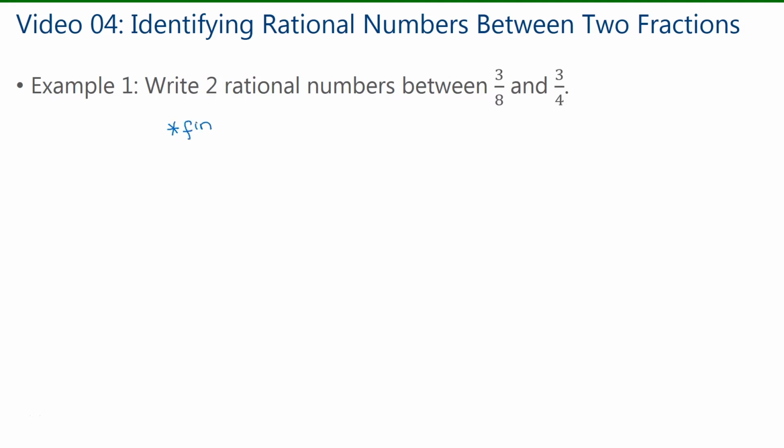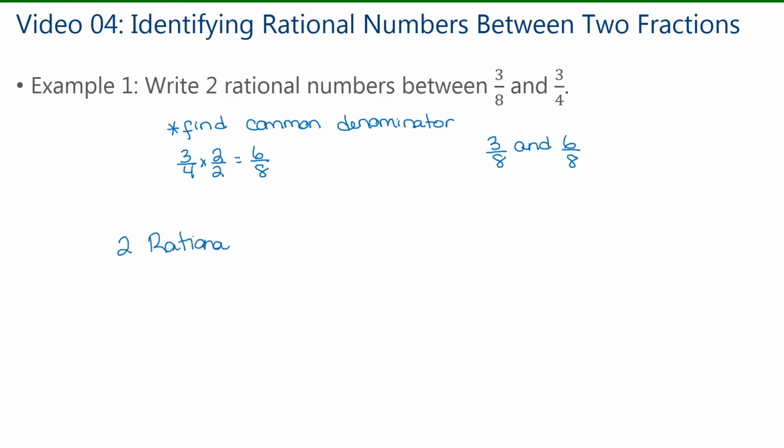What we'll do whenever we have fractions is we'll start by finding a common denominator. Now, a common denominator here between 8 and 4 is 8. So 3/8 does not need to be multiplied by anything, but 3/4 needs to be multiplied by 2/2 to give us 6/8. So we now have 3/8 and 6/8. So we're able to now write two rational numbers in between those two given fractions there, which are 4/8 and 5/8.